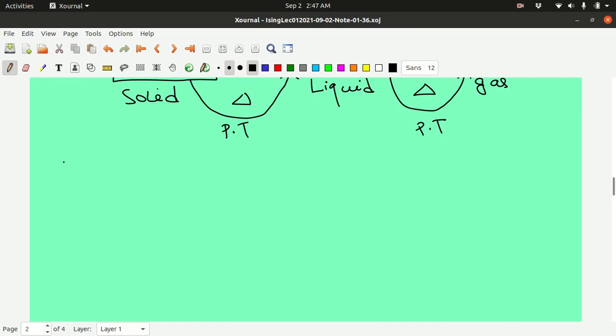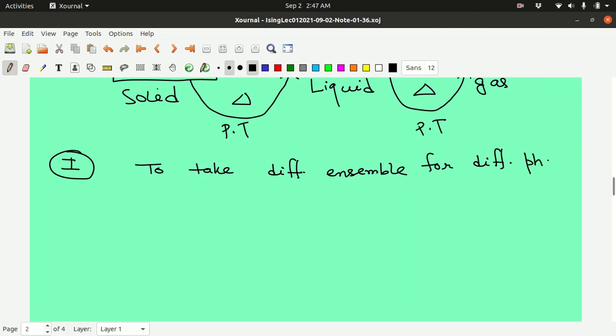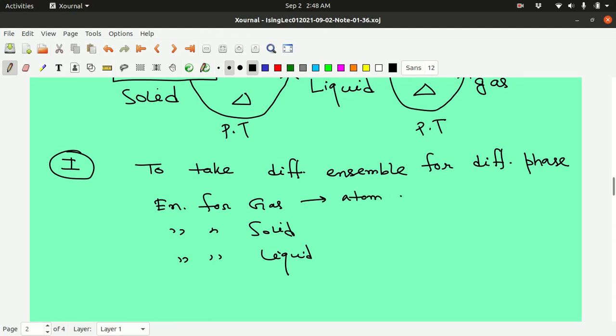The first approach is to take a different ensemble for each different phase. You have a particular ensemble for gas, a particular ensemble for solid, and a particular ensemble for liquid as well. Now for gas, you know that the atoms are non-interacting, right?